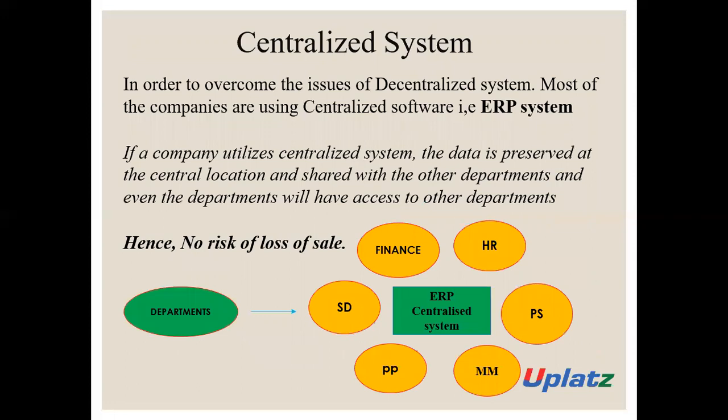But if the same company works with a centralized system, in order to overcome the issues of decentralized system, most of the companies are using centralized software. Yes. Nowadays, every company or every MNC, I can say, is working with centralized software. That is the ERP system. ERP is Enterprise Resource Planning system. So what happens if a company works with a centralized system? Let's see. If a company utilizes a centralized system, the data is preserved at the central location.